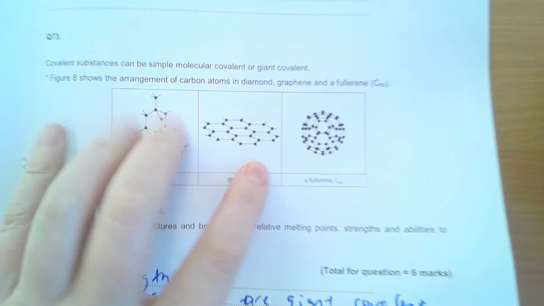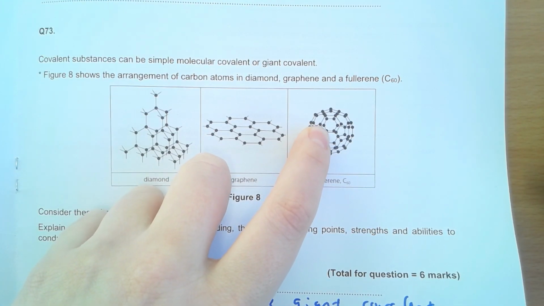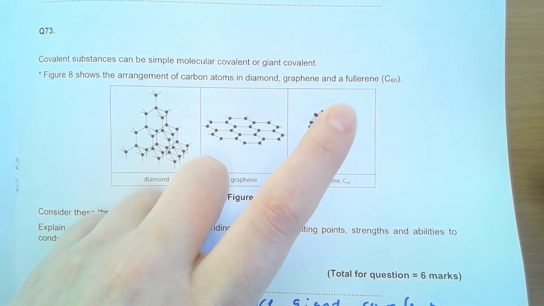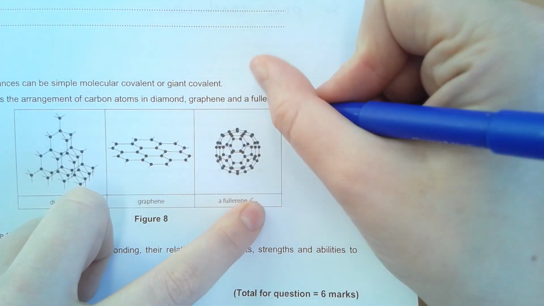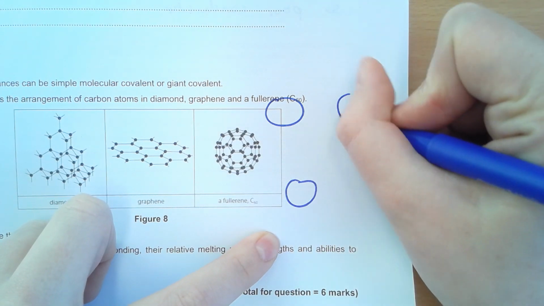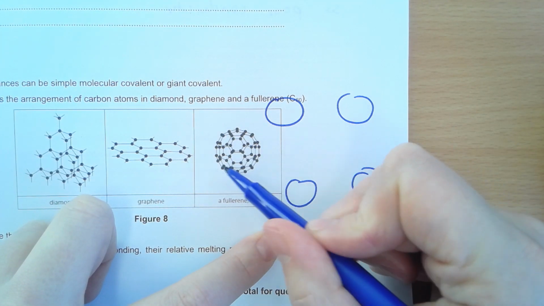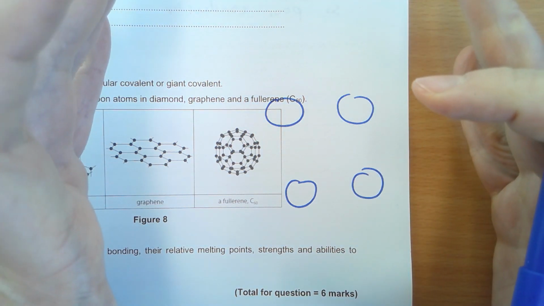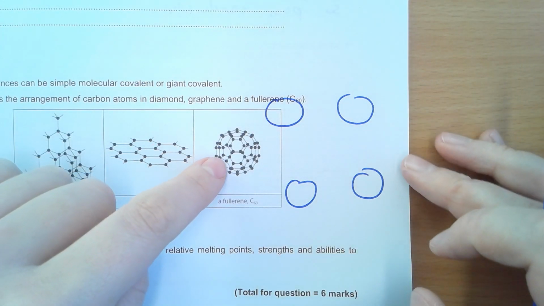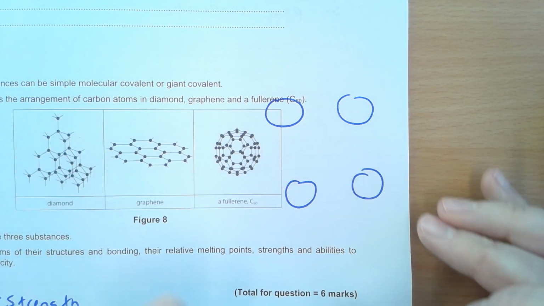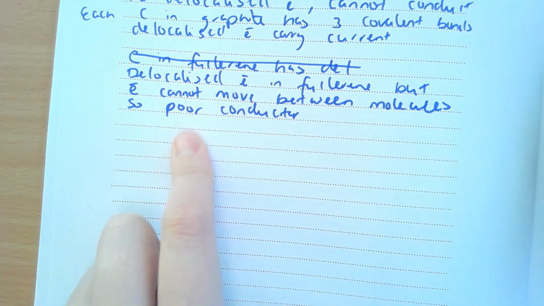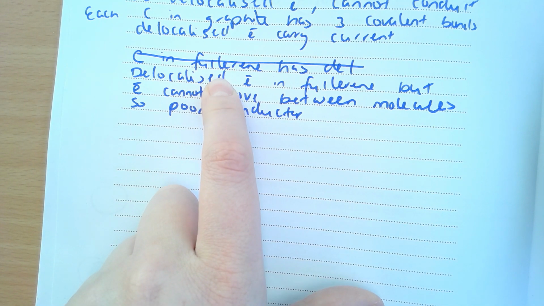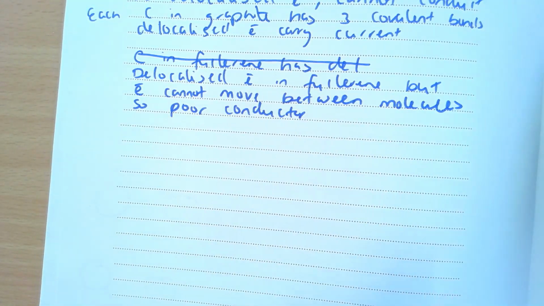If we look at fullerenes, the carbons in fullerenes only form 3 bonds as well, so there are delocalized electrons within a fullerene molecule. But your issue is, if I wanted to conduct electricity, I'd have lots of fullerenes. Even though the electricity can move within a molecule, it can't move from one molecule to the next. If I had a beaker containing fullerenes, I'd need the electricity to travel across that beaker and across those fullerene molecules, and it can't. So I'm going to say that fullerenes are poor conductors of electricity, because even though they've got delocalized electrons, those electrons cannot move between the molecules, they can only stay within.